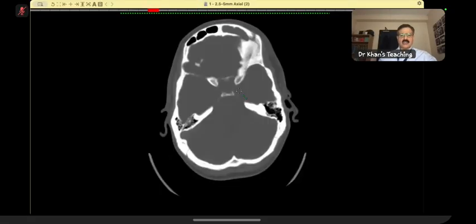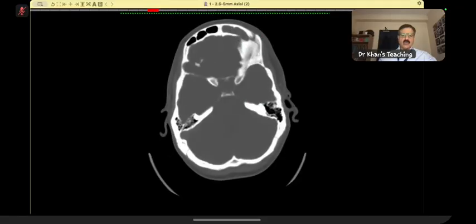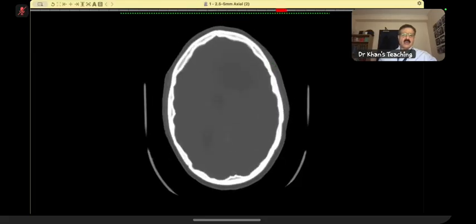Now, as far as the bone window is concerned, there is a dehiscence here, posterior wall, and there is something in the anterior wall. Okay, last case of the day is coming up.